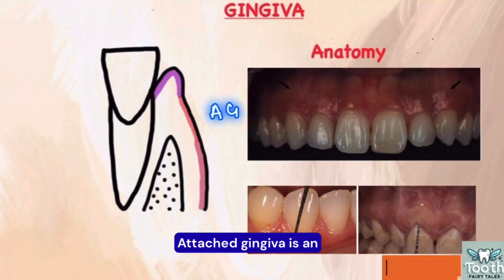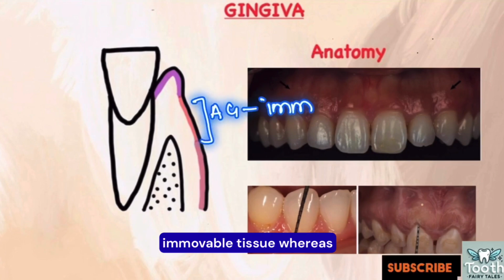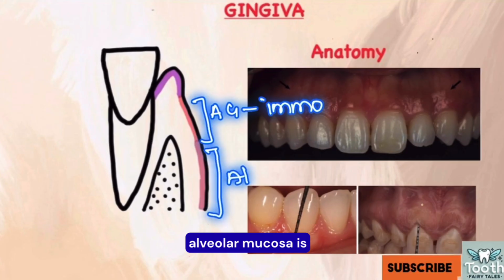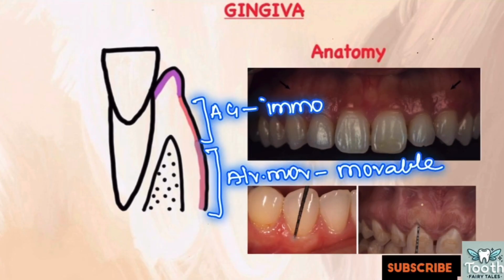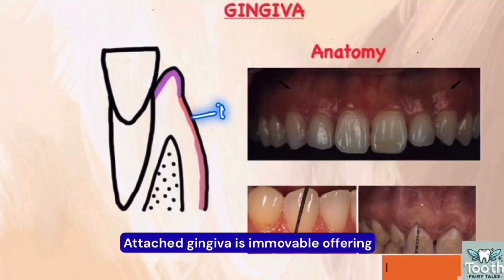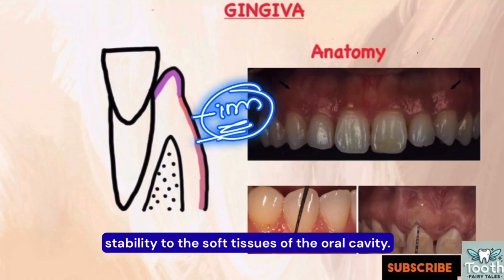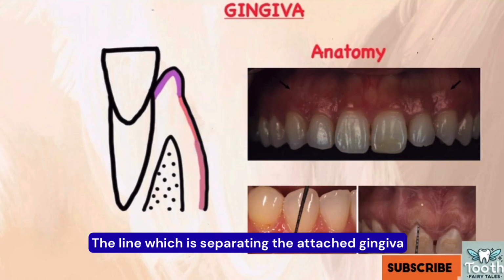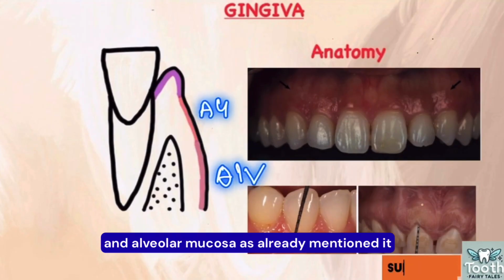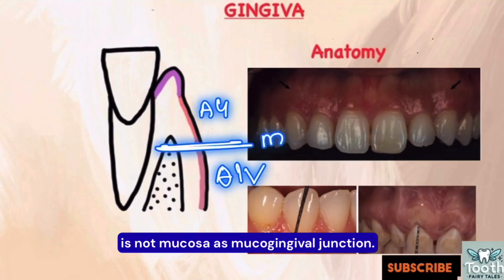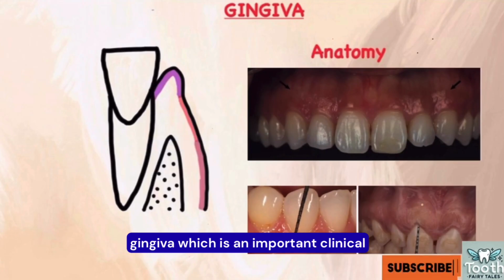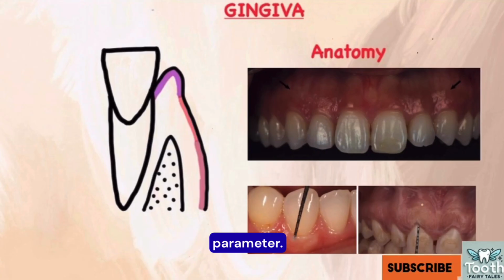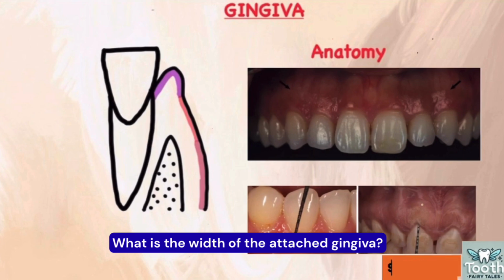Attached gingiva is an immovable tissue, whereas alveolar mucosa is relatively movable. Attached gingiva is immovable, offering stability to the soft tissues of the oral cavity. The line which is separating the attached gingiva and alveolar mucosa, as already mentioned, is known as mucogingival junction. Now, let us discuss the width of the attached gingiva, which is an important clinical parameter. What is the width of the attached gingiva?